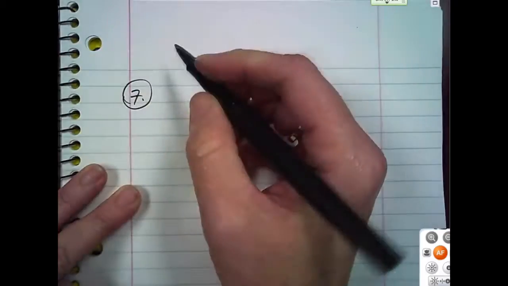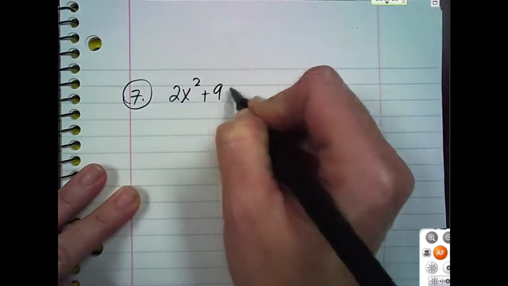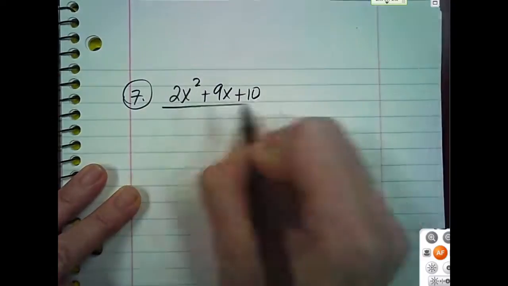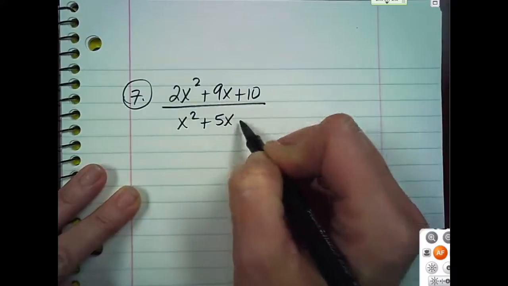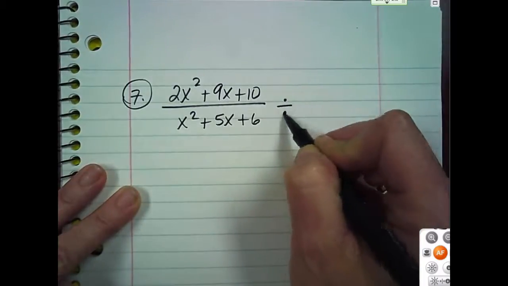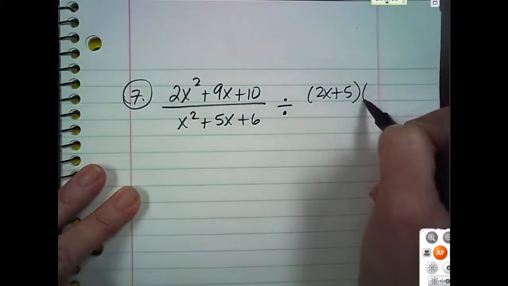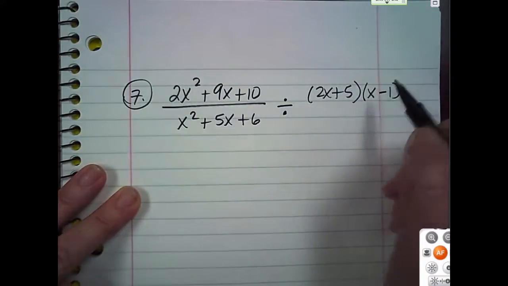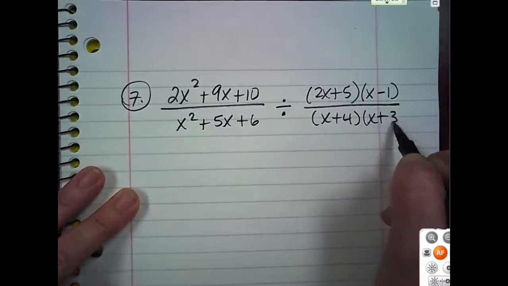Number 7. 2x squared plus 9x plus 10 over x squared plus 5x plus 6, divided by 2x plus 5 times x minus 1 over x plus 4 times x plus 3.